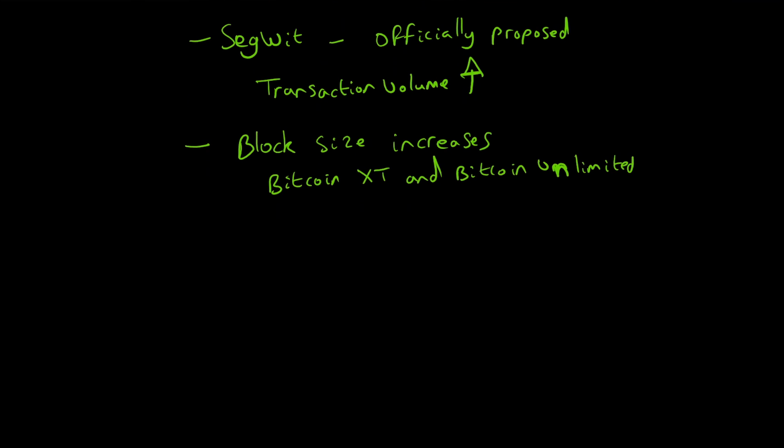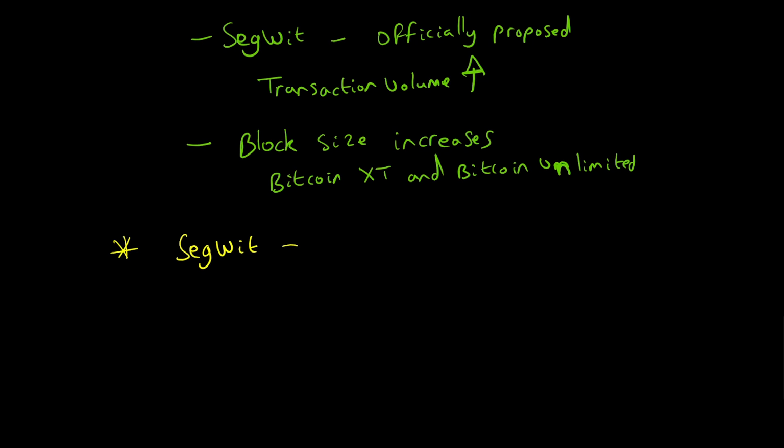So, have any of these things been implemented? Well, yes, they have. SegWit was actually released in November 2016, but is optional. So it doesn't enforce it on all of the users and all of the different mining pools. So it's optional and requires mining pools to activate it.